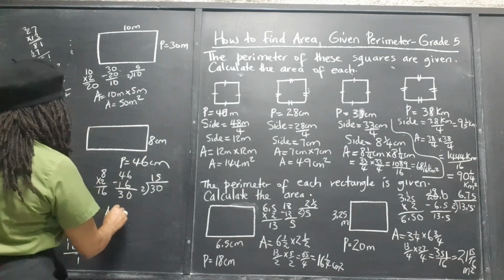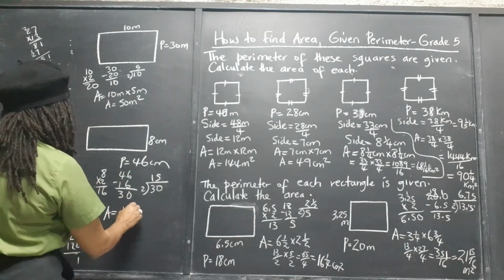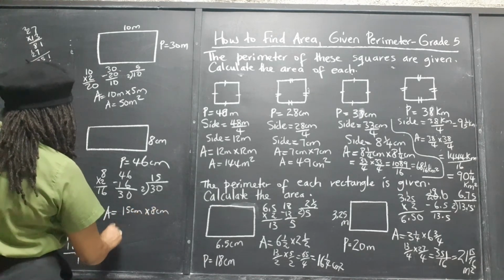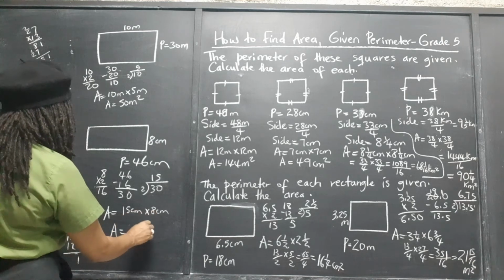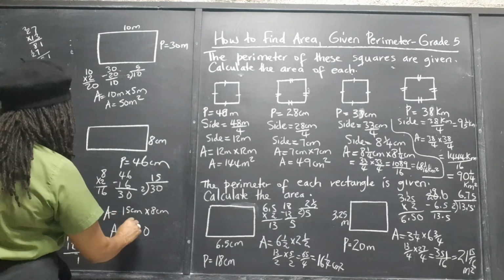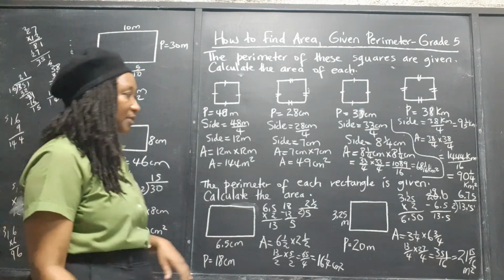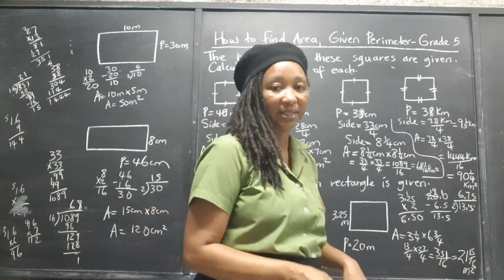Therefore, the area is the length times the width. 15 times 8. 8 5's 40, 8 1's 8, and 4 is 12. 120 centimeters squared. That's the area.